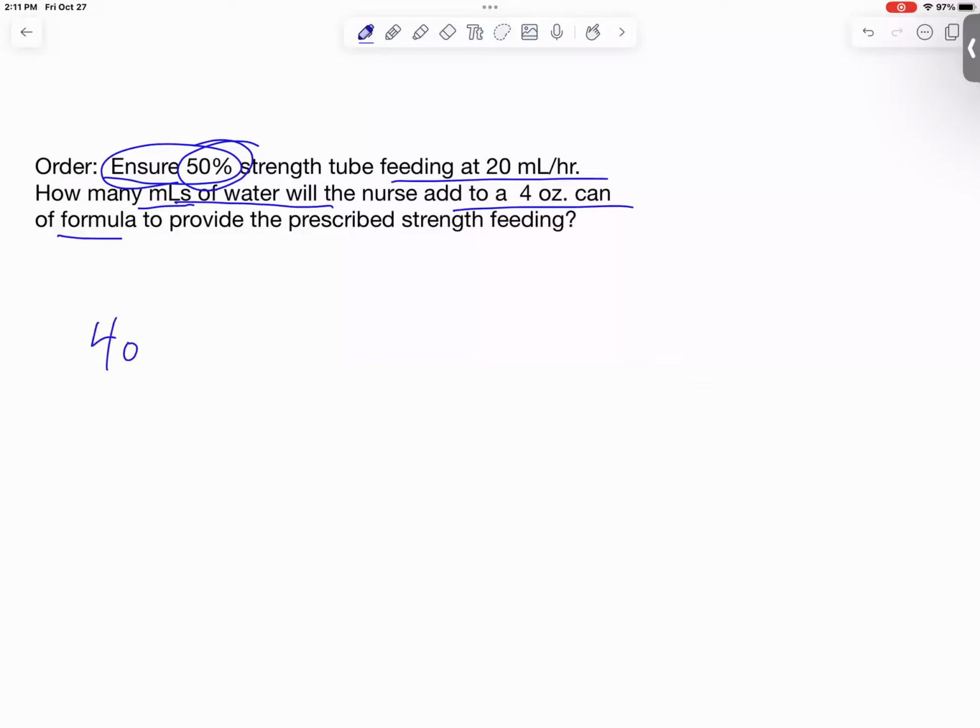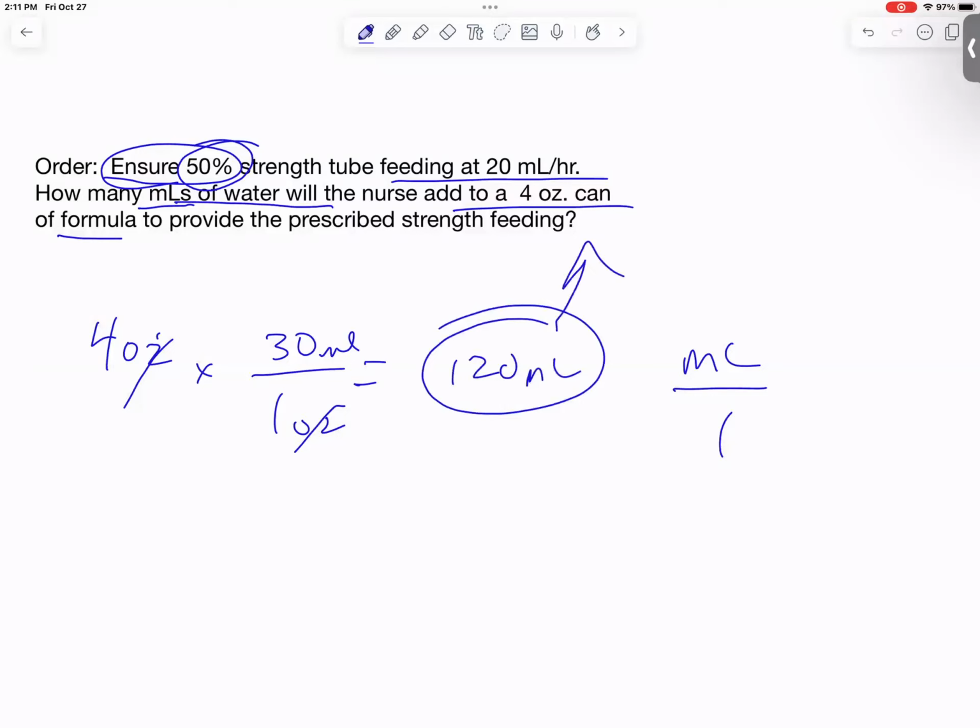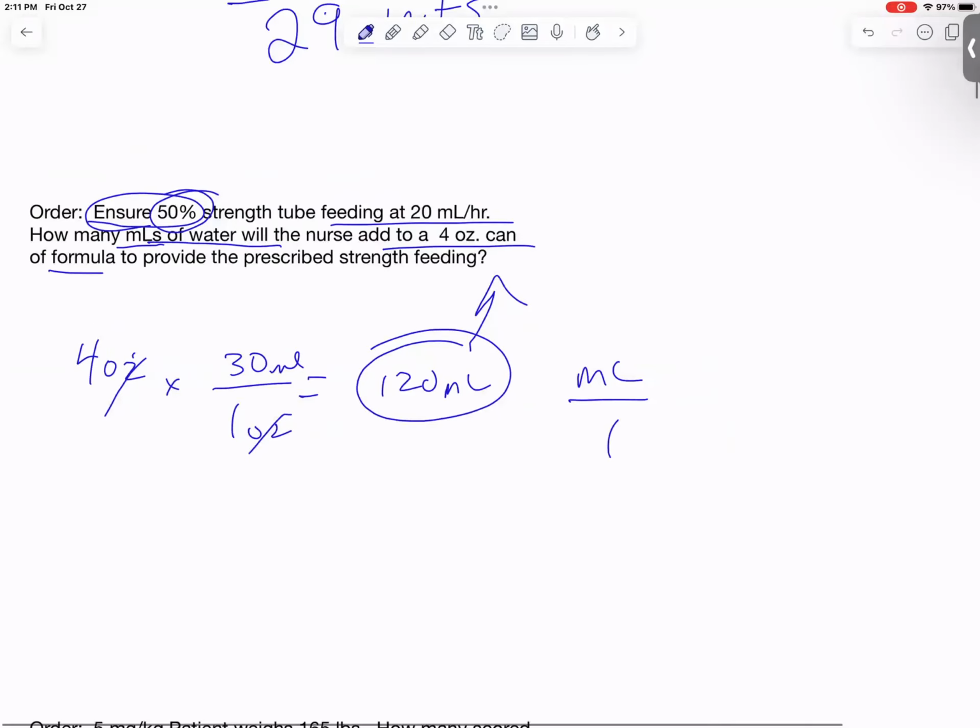So we have a 4-ounce can. I'm bringing you back old school. I'm solving for milliliters. How do I get rid of ounces and get to milliliters? Well, I know 1 ounce is 30 milliliters. That gets rid of my ounces, and that means 4 times 30 is 120 milliliters will be added to that 4-ounce can to make 50% strength. Yay! Got that? You guys feel good about those? Excellent.